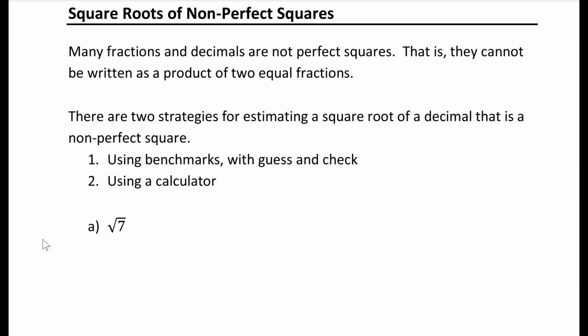There are two strategies to estimate the square root of a decimal that is not a perfect square. We're going to be looking at using benchmarks and also looking at using a calculator. Of course, using a calculator is going to be the easiest method, but we're going to be using benchmarks to get an estimate, doing a guess and check so that we're getting an approximation on what it should be.